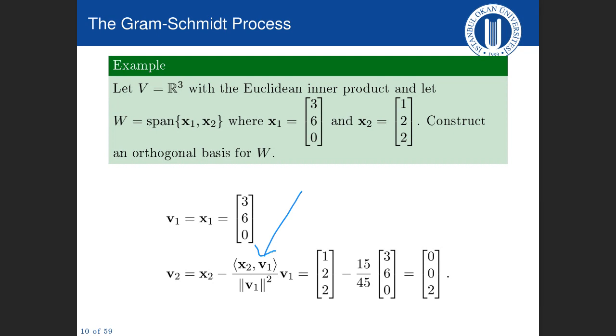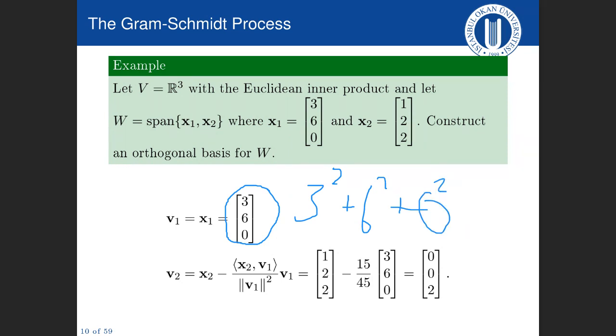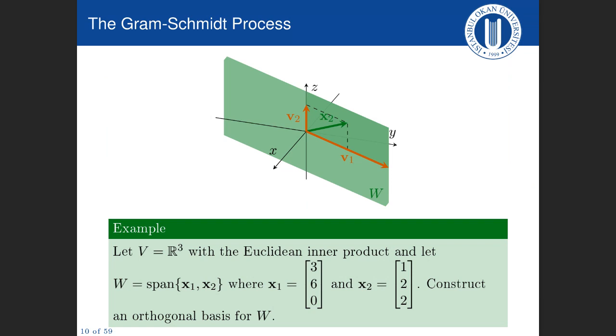On the top, we have the dot product between these two vectors. So 3 multiplied by 1 plus 6 multiplied by 2 plus 0 multiplied by 2. That gives 15. And then we're dividing by the norm of v1 squared. So that's 3 squared plus 6 squared plus 0 squared, 9 plus 36 gives us 45. And we get the answer v2 is equal to 0, 0, 2. And if I go back to the picture, yes, that looks right. That's what we expected. We expected 0, 0, something, and we got 0, 0, 2.